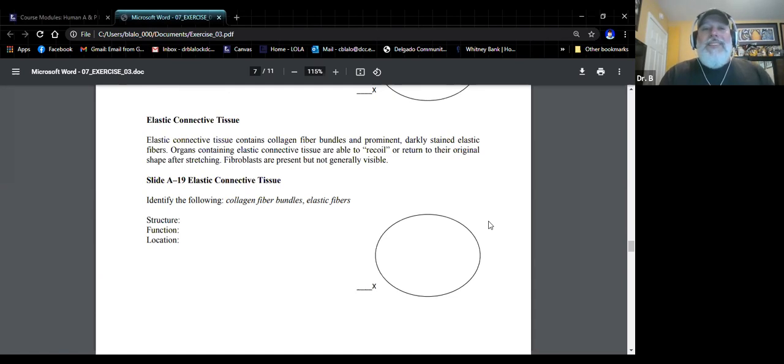Now, where do we find elastic connective tissue? Well, like we said, one of the places we're going to find this is in the lungs. The lungs have the ability to stretch and expand when we take a breath in, and then return back to their normal shape when we blow that breath out. So the ability for them to change shape and maintain their shape is because of a high amount of elastic connective tissue. The other place we're going to find this is in blood vessels, especially some of the larger blood vessels like the aorta.